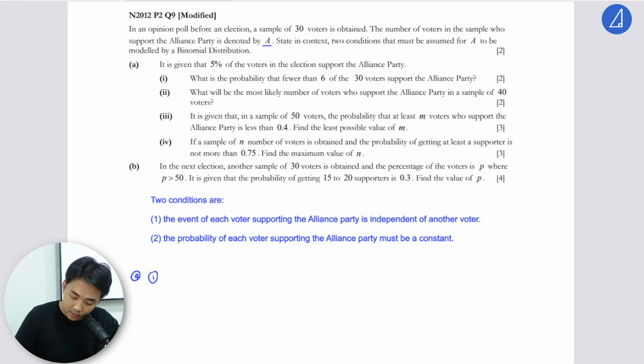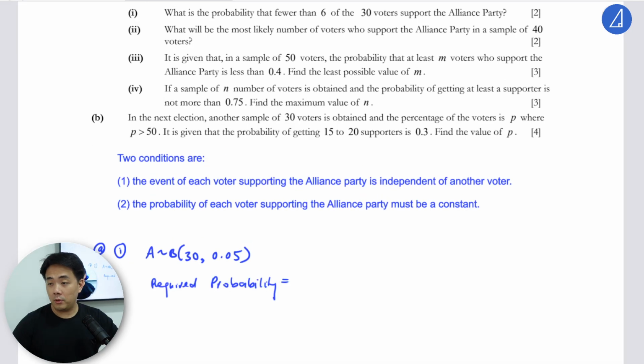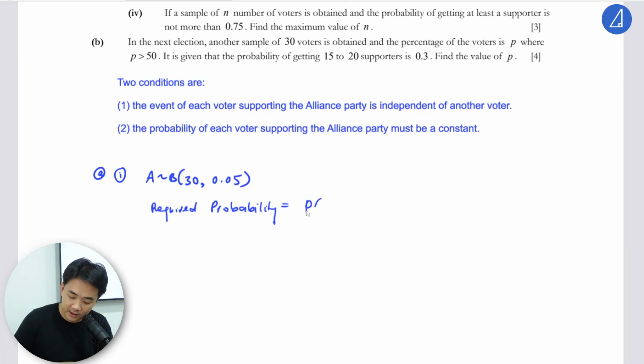So assuming that A follows a binomial distribution, you have 30 voters and 5% of voters support the Alliance Party. The required probability is fewer than 6, so A less than 6. P(A ≤ 5). Keying into the calculator shouldn't be an issue.